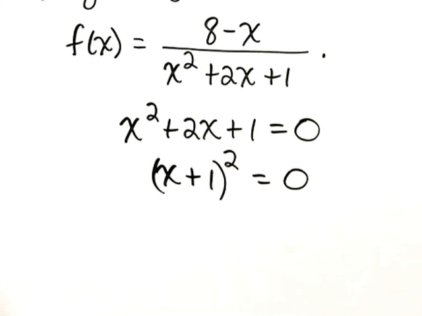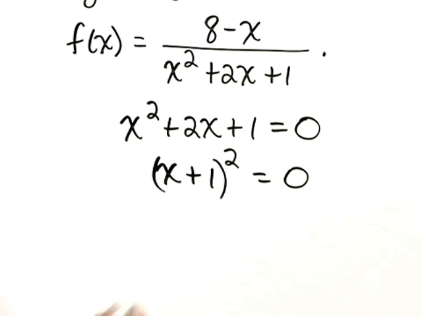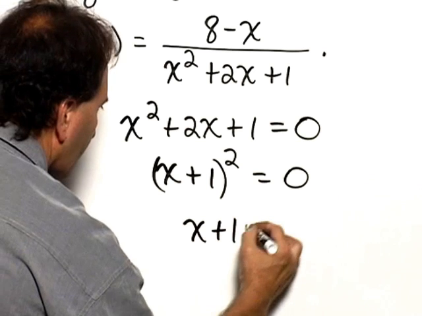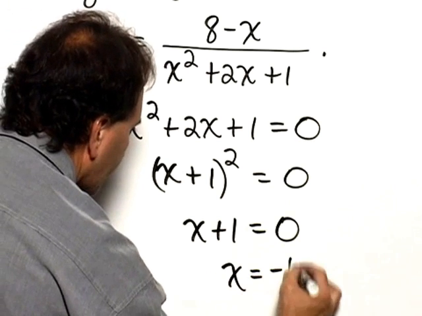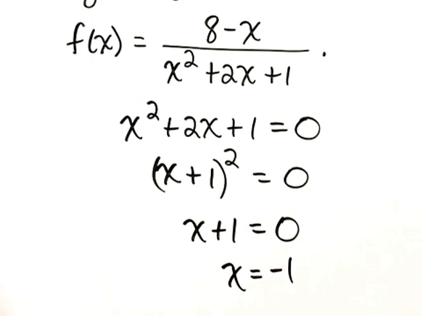And now using the principle of zero products, we would simply say that x plus 1 equals 0. And subtracting 1 from each side, x equals negative 1. So the value x equals negative 1 makes the denominator 0, which makes the function undefined. That means negative 1 is not part of the domain.